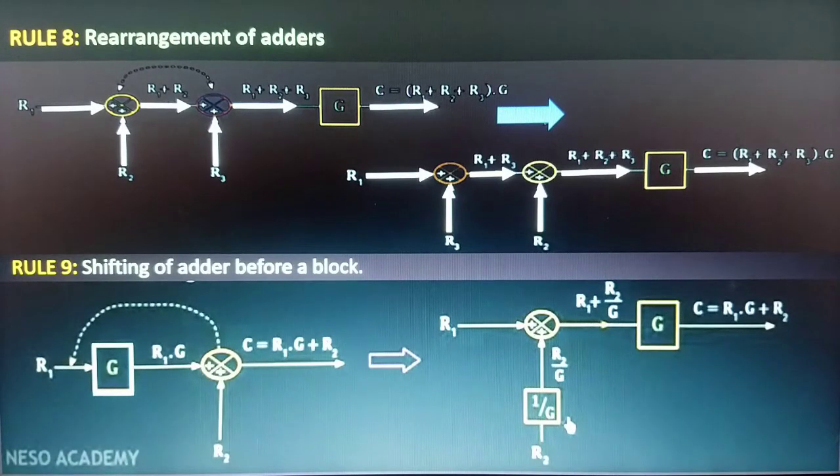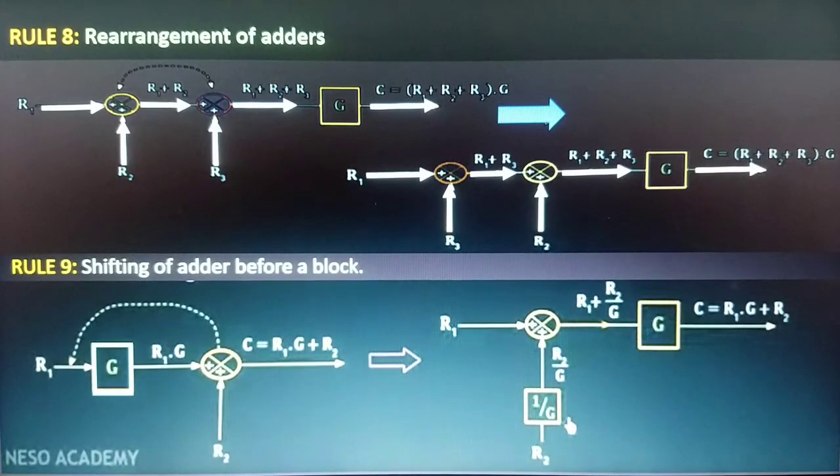So we can see here this output is the same as before the rearrangement, and that is why we can rearrange two side by side adders without any change in the block diagram representation. So this was a simple rule, and now we are done with this rule. Now moving on to rule number 9 of block diagram reduction, which is based on the shifting of an adder before a block. So consider this block diagram representation.